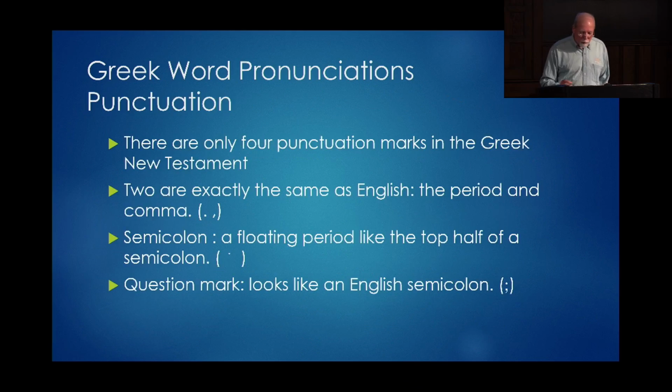Punctuation. There are only 4 punctuation marks in Greek, in the Greek New Testament. 2 are exactly the same as English. The period and the comma. They look exactly the same. Not a lot of heavy memorization. And then the semicolon, or sometimes it might perform the place of a colon, but most of the time it's going to be a semicolon. It's like a floating period, or it's the top half of the semicolon. If you only see this part and you don't have that part, then that's actually a semicolon in Greek. Okay, that's not hard either. It's just the bottom part of the semicolon is missing.